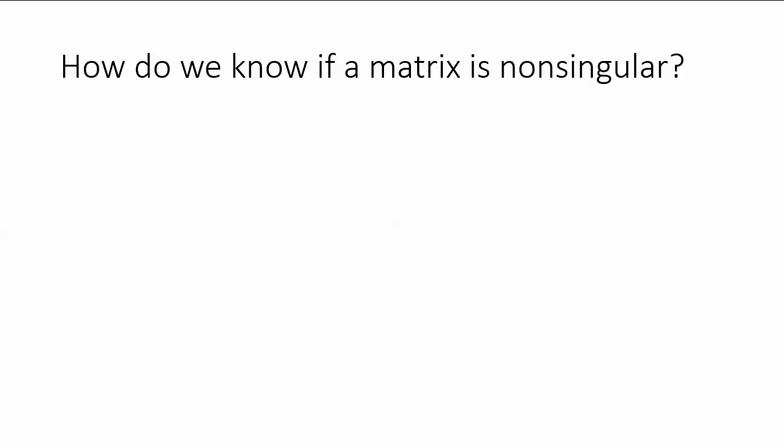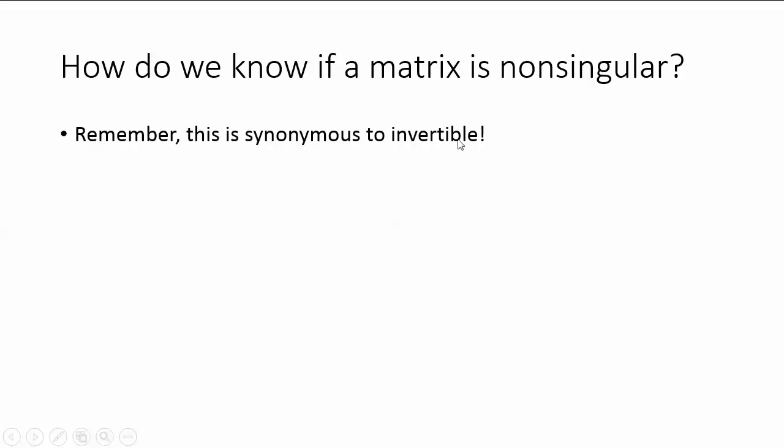Well, one way we could test is to compute or attempt to compute an inverse, and if it's not possible, then we know it's not non-singular, or that it is singular. However, if we do get an inverse, then we know it is non-singular. Similarly, we could try to complete reduced row echelon form on a system involving a matrix equation and figure it out that way. Now remember, this is really just synonymous to invertible.